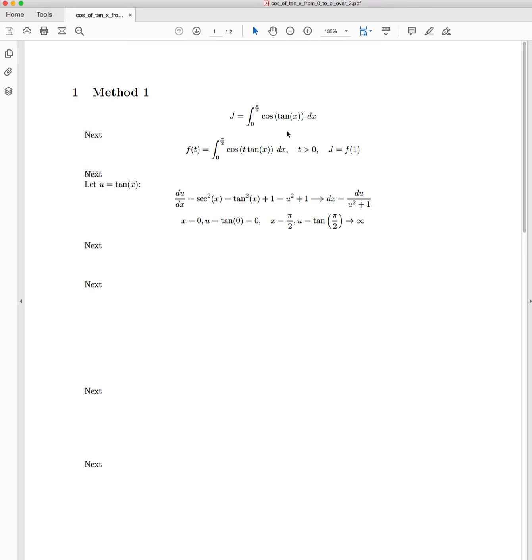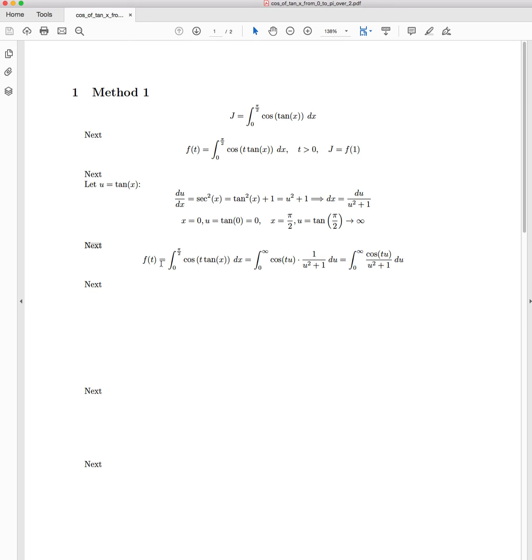This is going to become cos of tu, and then the bounds change. At x equals 0, we have u is equal to tan of 0, which is 0. And at x equals pi over 2, we have u is equal to tan of pi over 2. It's discontinuous at pi over 2, but it approaches positive infinity.